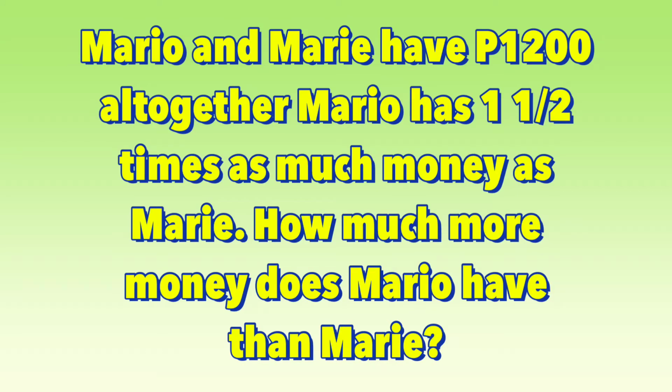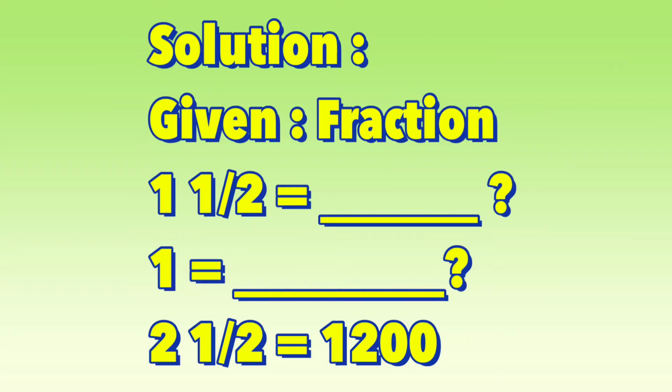Okay, the next problem is number 9. Mario and Marie have 1,200 pesos altogether. Mario has 1.5 times as much money as Marie. How much more money does Mario have than Marie?